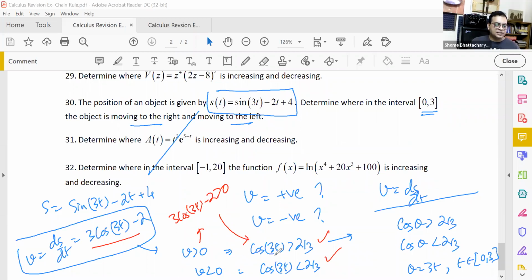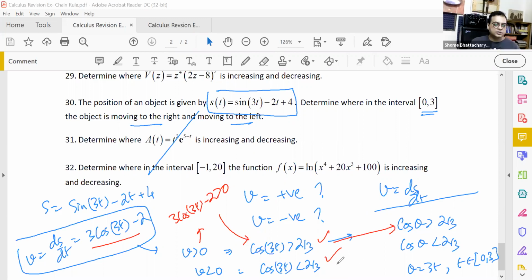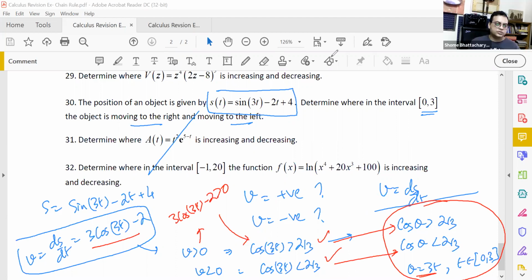Now all I'm doing is replacing 3t with theta. Understood my point? So this directly becomes cos theta greater than 2 by 3, and this becomes cos theta less than 2 by 3. But what is theta itself? It is 3t. Are you clear up to this? Yes, sir. Okay, now the thing is how do we solve for t?